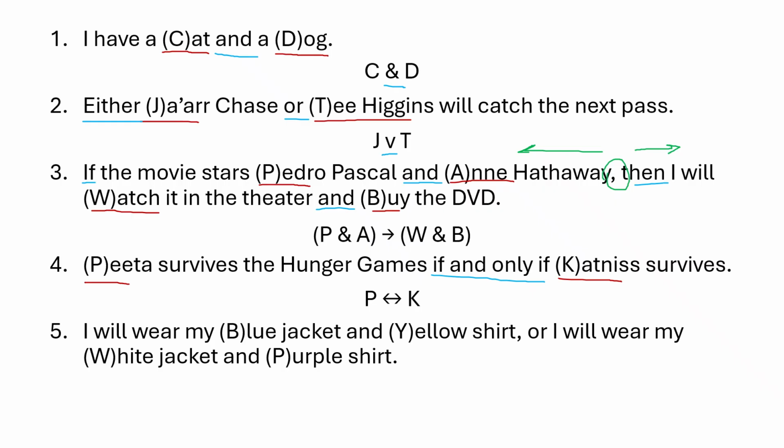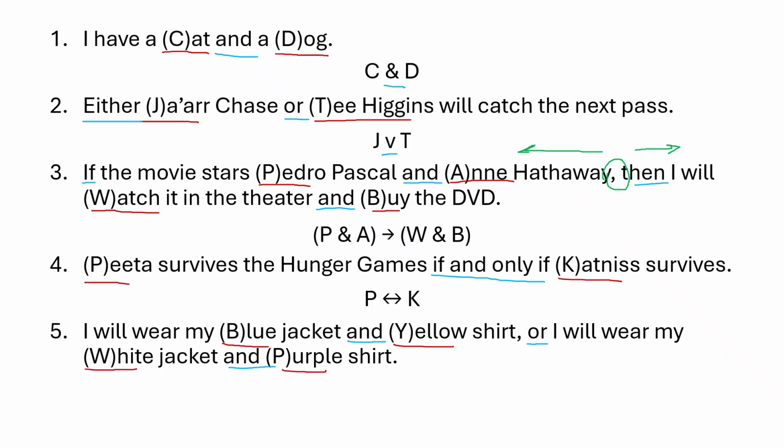Since I've got my blue clicked on again, I'm just going to go with that here. So looking at this fifth example, I have an "and," I have an "or," and then I have another "and." So I already know that I'm looking for three different operators. I've got B for blue jacket, Y for yellow shirt, W for white jacket, P for purple shirt.